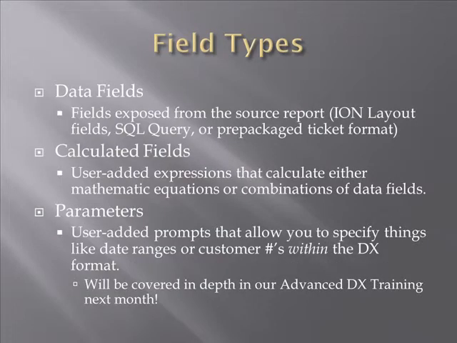There are three different field types that we will be working with. The first is data fields, and these are fields that are exposed from the source report, the ION layout, the SQL query, or the prepackaged ticket format. Each of the areas that are going to be displayed in the report, the different column names, are going to be what we're getting in our DX data fields.